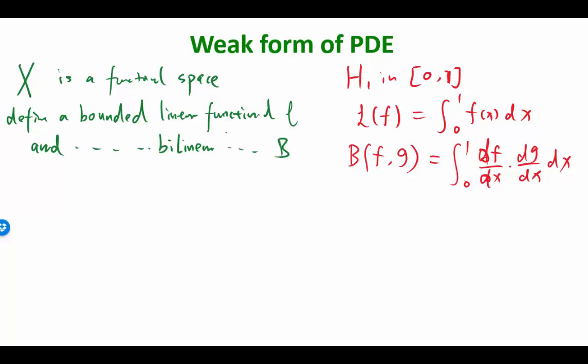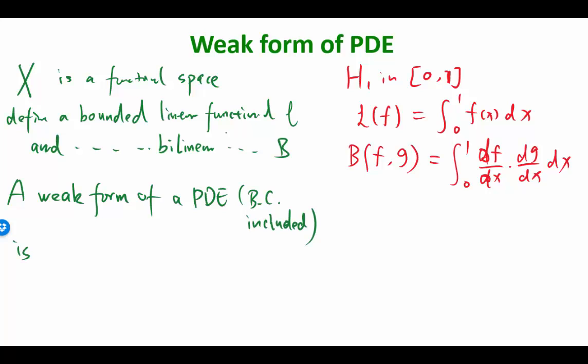All right. So this is a bounded bilinear functional, and then a weak form of a PDE, and the critical notion here is boundary condition included, is going to be described as B(f, g) equal to L(f), for any f within this X. Weird, right? A weak form of a linear PDE.